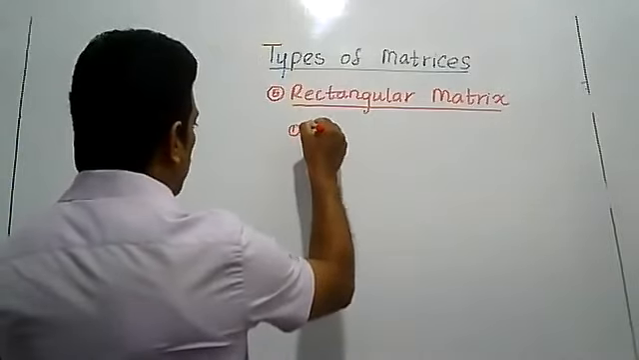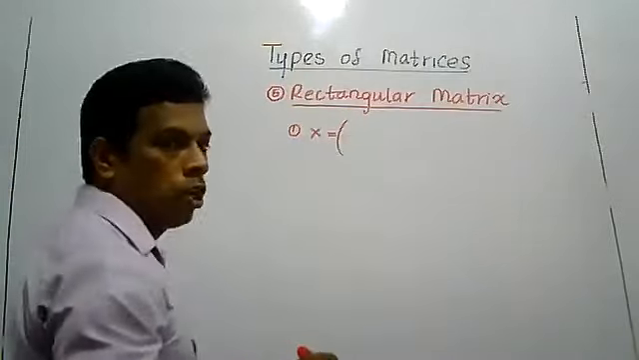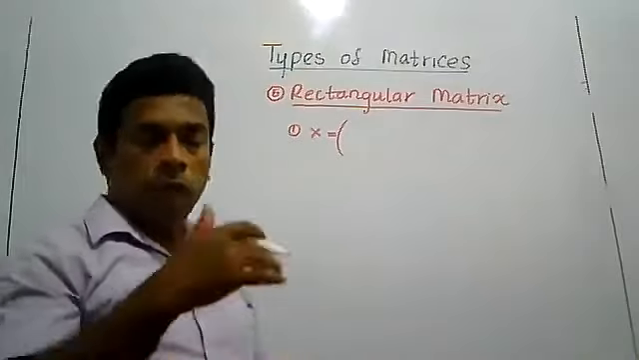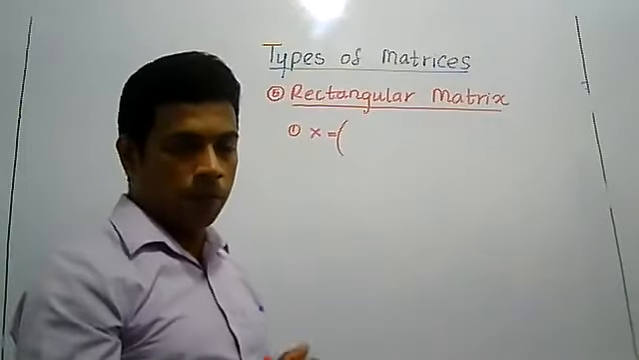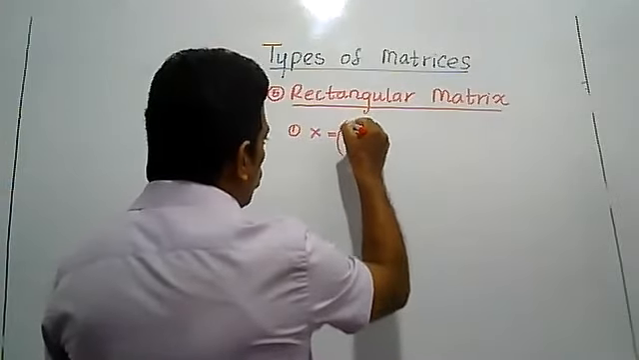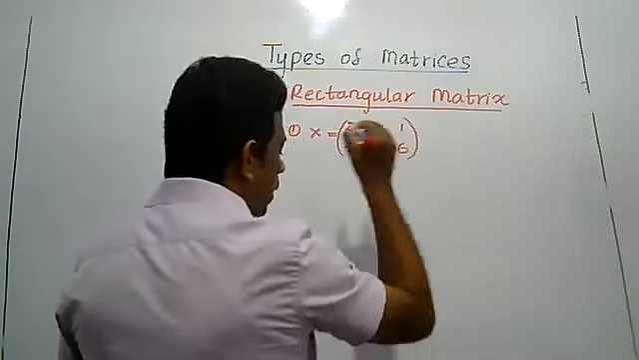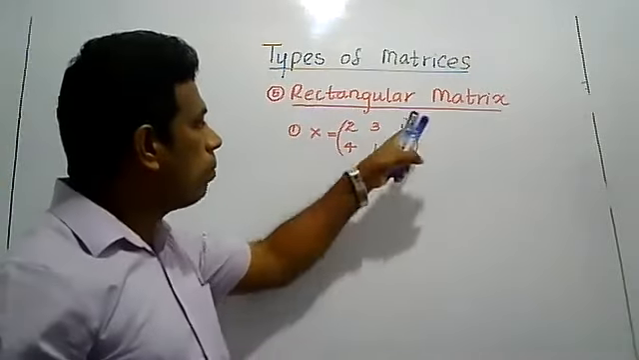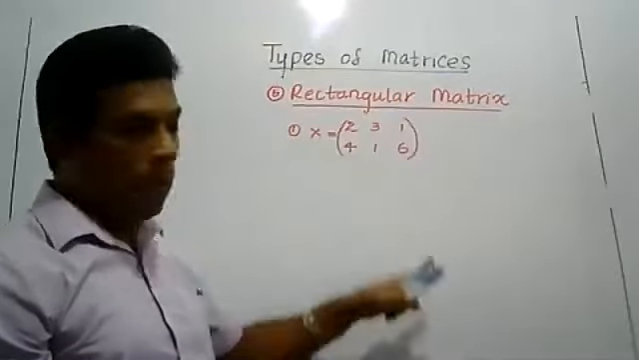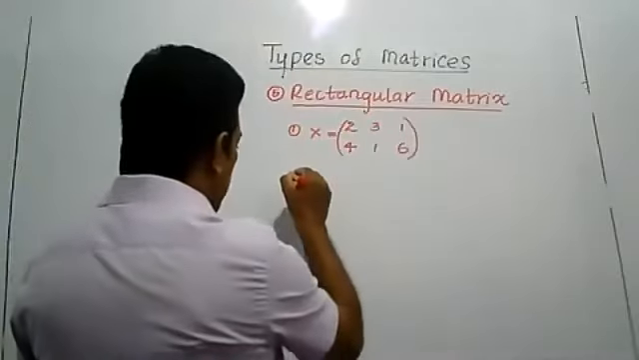First one, matrix X. Rectangular matrix means rows and columns are not equal. Therefore, if you write a row matrix, that is a rectangular matrix. If you write a column matrix, that is also rectangular. But we will write here more elements than given in a row matrix and column matrix. 2, 3, 1, 4, 1, 6. That is a rectangular matrix because the number of rows of the matrix is 2, the number of columns is 3. Number of rows and columns are not equal, so that is a rectangular matrix.